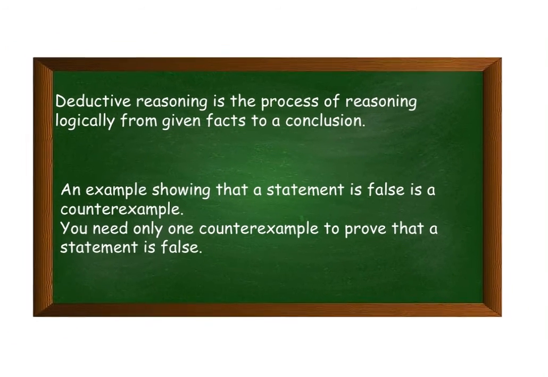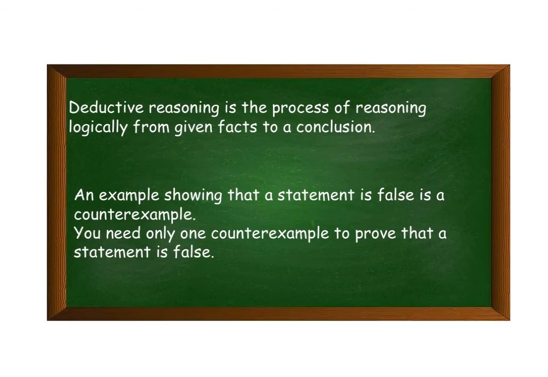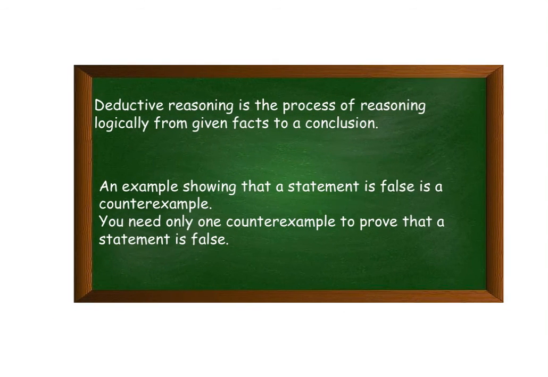And deductive reasoning, that is what we've been using. We've been using logical explanations, and we give facts from given facts to lead to a conclusion. So we've been given the associative property, the commutative property, and the identity property in order to reach conclusions. So an example showing that a statement is false is called a counterexample, and you only need one counterexample to prove that any statement is false. Go ahead and get this copied down, and we are going to do some examples.